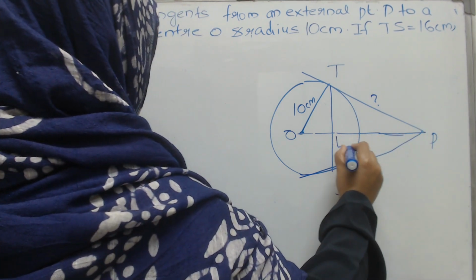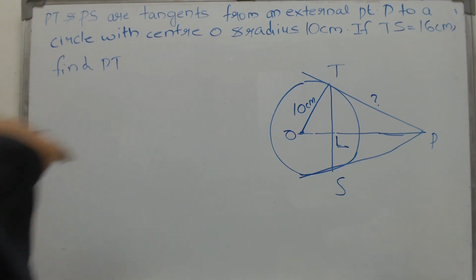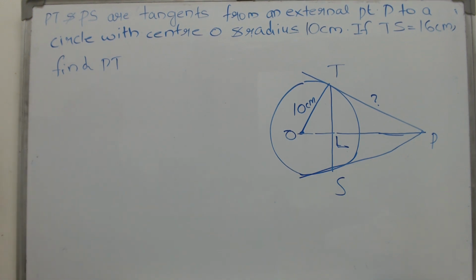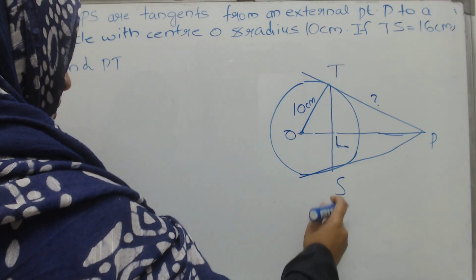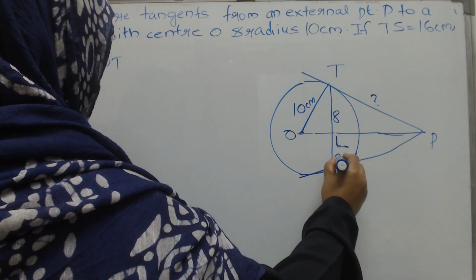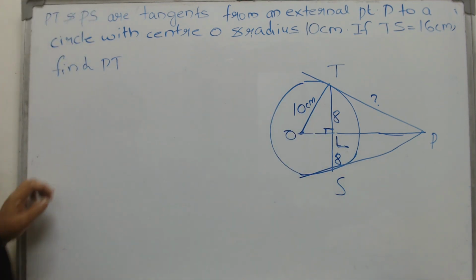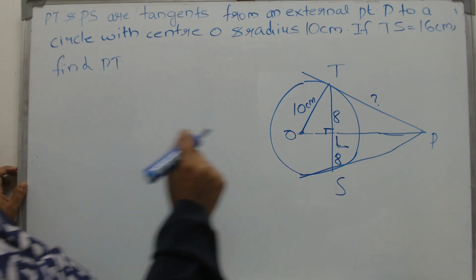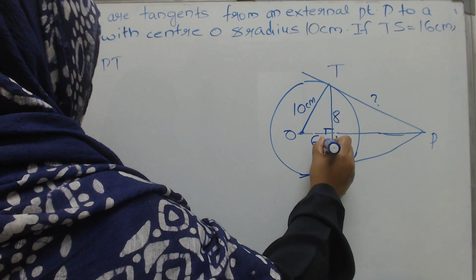Suppose this line meets here in L. Then what have we just now proved? L is the perpendicular bisector of TS, which means if the whole thing is 16, this one is 8 and this one is 8, and there is a small right angle triangle here, which means what? You can apply the Pythagoras theorem and you will find that this is 6 centimeter.